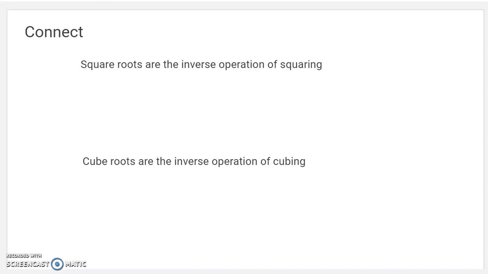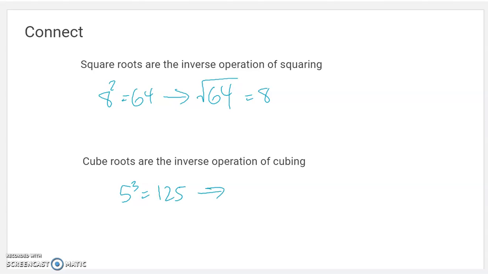All right, a couple things to remind you of first. First, square roots are the inverse operation of squaring. That's what we've been doing, right? So we learned 8 squared is 64, so the inverse operation of that for 64 is 8. They're just inverse operations of each other. Cube roots are the inverse operation of cubing too. So 5 cubed is 125, which means that the cube root of 125 is 5.